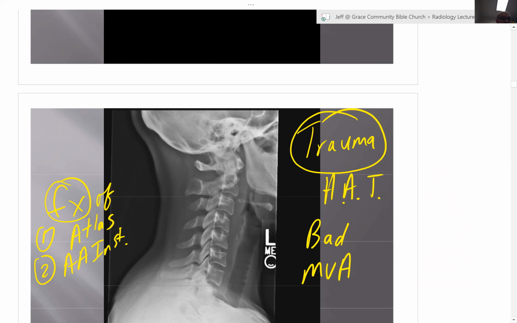But we know for sure that we have atlantoaxial instability, that C1 is rotated on C2 enough, guys, listen, that it's bleeding out. There's blood there. And so what prevents C1 from rotating on C2? Well, the ADI space is okay. That's nice. The transverse ligament looks to be intact. Well, what other ligaments are there that kind of check rotation of C1 on C2 and the occiput on C1 in their alignment? The alar ligament. Yeah, bingo. Guys, here's plain film evidence of apical alar destruction.